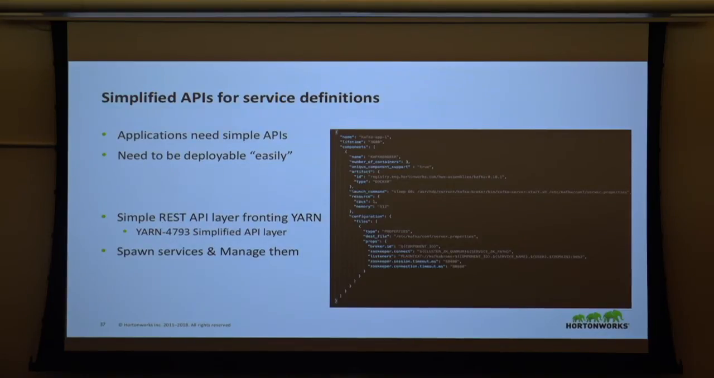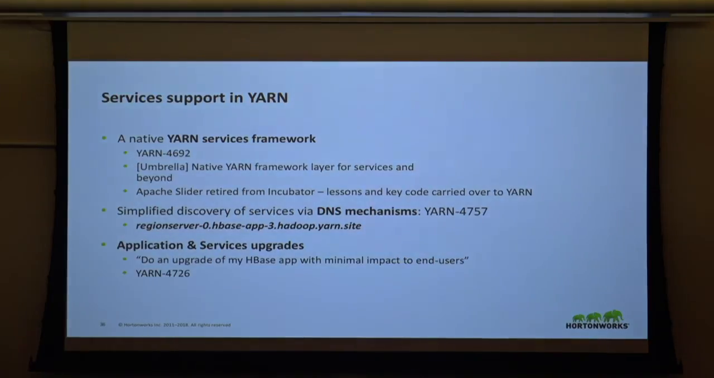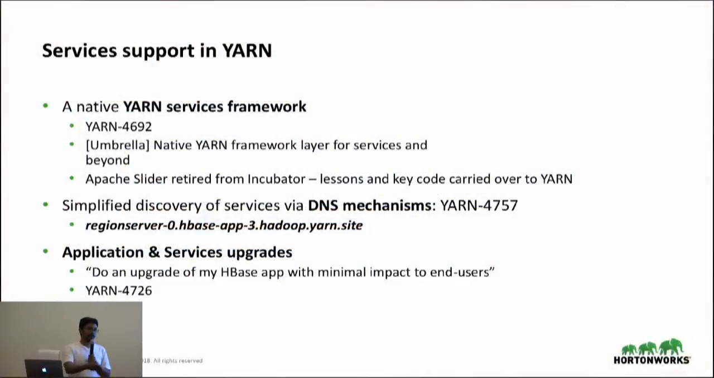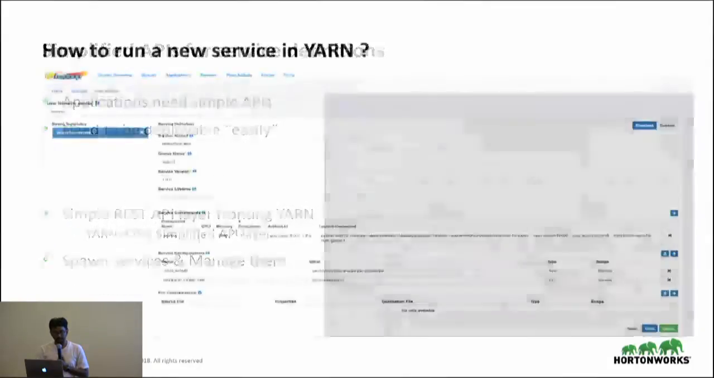There are efforts going on to do app upgrades. Once you've deployed this Kafka, maybe from 0.10.1, you want to go to 0.10.2. How do I actually upgrade this application, maybe even in a rolling upgrade fashion, right? So that's something that's happening right now in one of these feature JIRAs.